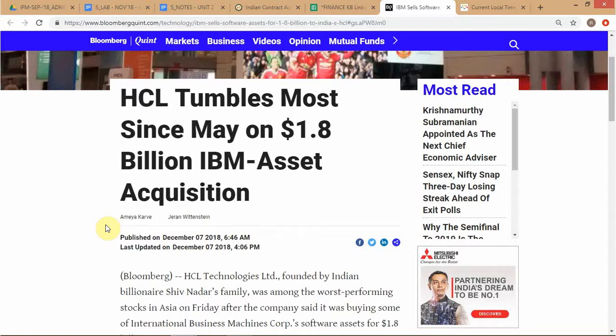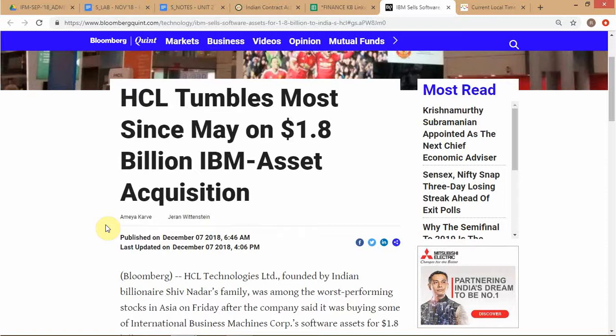When you buy software assets, it's like any other assets. They're going to generate a bunch of revenues, because when you have these pieces of software, you are going to license them out and you'll get the licensing revenue. So every year you'll get licensing revenue for these products. Now what has happened is that the news item is that the stock of HCL has tumbled on the stock markets today on the back of this news.